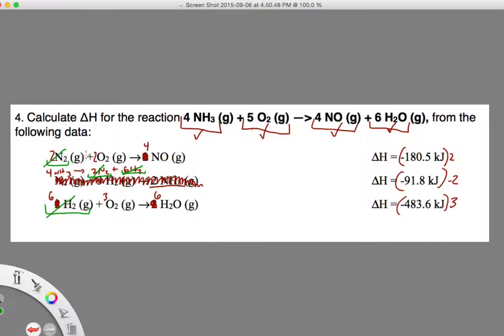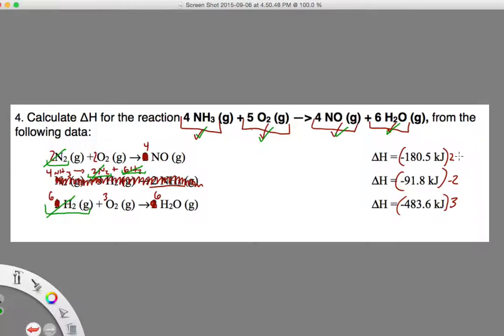Okay, so it looks like we've crossed off all of our extra stuff here, and on the left-hand side of the equation, we're left with 4 NH3s and 5 O2s, which is what we want. So we're good here. We're good there. And on the right-hand side of the equation, we've got 4 NOs, and we've got 6 H2Os, which is great here and great here. Oh, we're in business. So that's absolutely right. The right way to manipulate these sets of standard enthalpy equations.